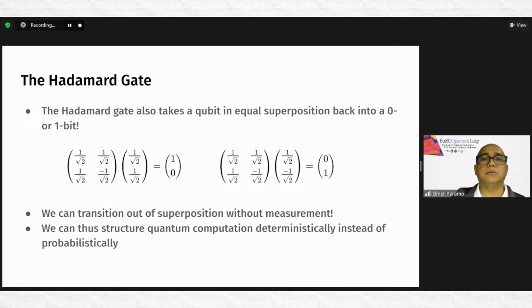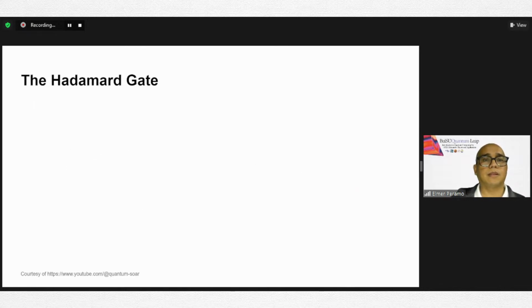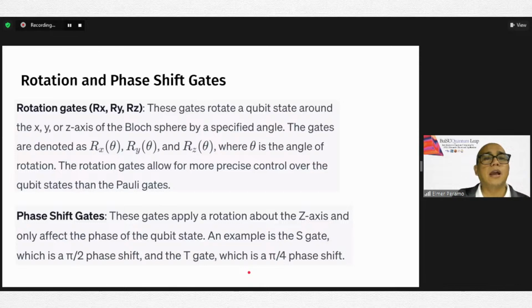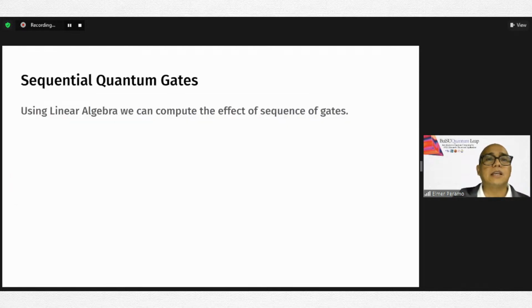So this is a summary of the 1-qubit gates: the identity, the Pauli gates X, Y, Z, the phase gates, and the Hadamard gate. But there are also other gates like rotation gates, so you can specify the angle of rotation, and the phase shift gates. Okay, sequential quantum gates.